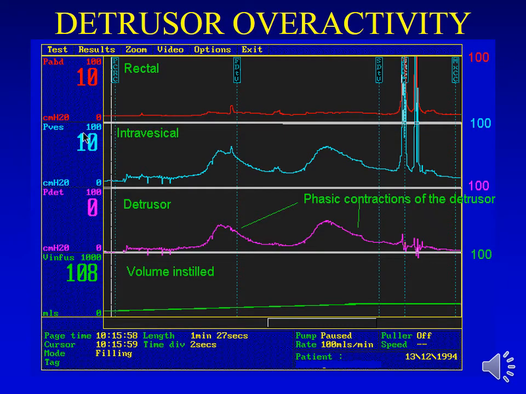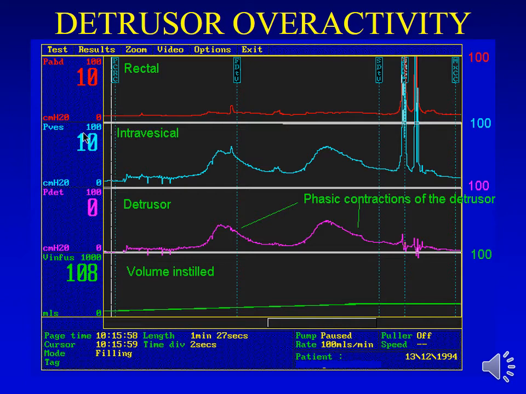Now this is detrusor overactivity, also during the filling phase. Saline is slowly pushed into the bladder at a very specific rate, and you can see the intravesical pressure comes up and goes down due to phasic contractions of the detrusor muscle. In other words, this muscle in the bladder starts contracting even though it is in the filling phase. This specific tracing is known as detrusor overactivity. It can be seen in overactive bladder patients, or in neurogenic detrusor overactivity.